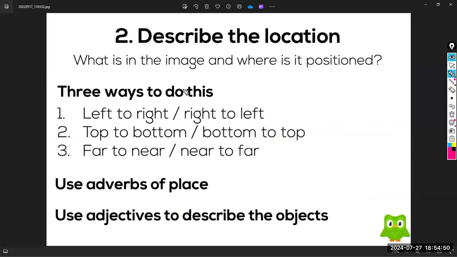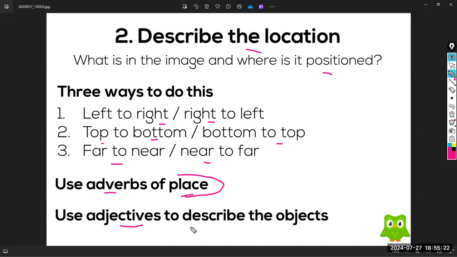Describe the location. Absolutely, this is about the surroundings. So what is the image and where is the location, or how is it positioned? Three things or three ways you have to do. What is on the left, on the right, on the top, on the bottom, underneath, beneath, far to near, for example, near to far. I have to use correct adverbs of place. We have two kinds: adverbs of place and adverbs of time. I have to use them correctly.